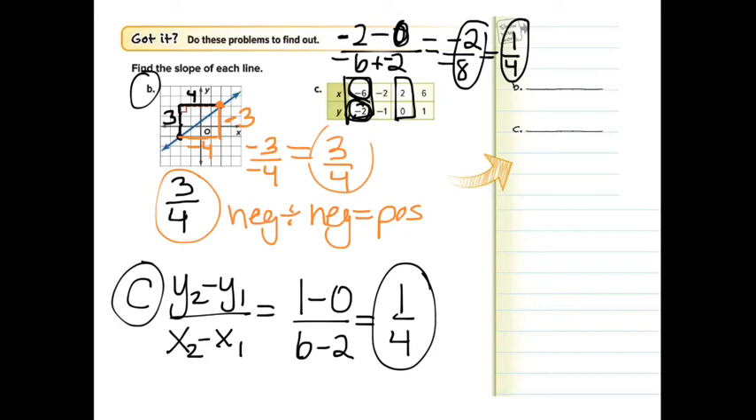So my answer for B would be 3/4. My answer for C would be 1/4.